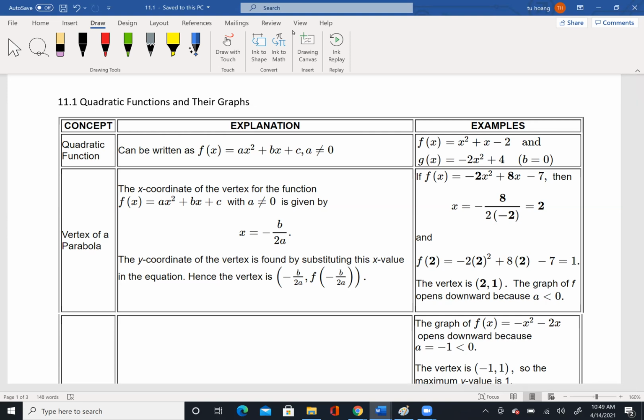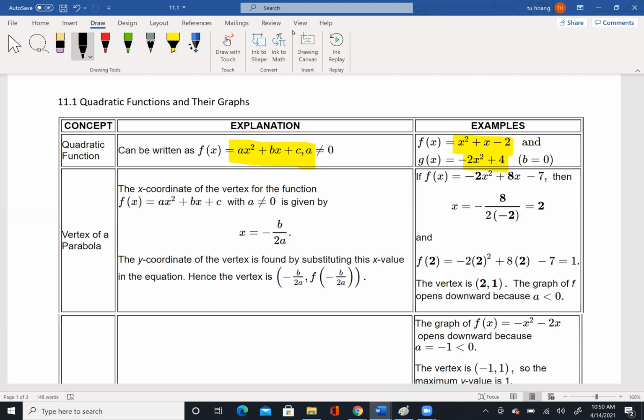Okay, I'm coming to chapter 11 today, and now I'm going to talk about 11.1, quadratic functions and their graphs. In this chapter, we're going to talk about quadratic functions, which can be written as f(x) = ax squared plus bx plus c, with a not equal to 0. For example, f(x) = x squared plus x minus 2 and minus 2x squared plus 4. For this case, b equals 0, right? You don't have the middle term bx, because b equals 0, so it just doesn't have the middle term.